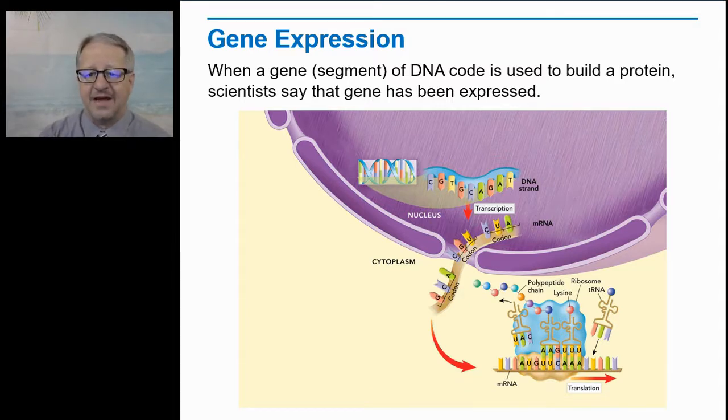So the protein that gets made at the end of transcription and translation is the ultimate use or expression of the code in the DNA segment that was used in transcription. Scientists would say that that region of DNA has been expressed. This means basically that its code was used to build a protein.